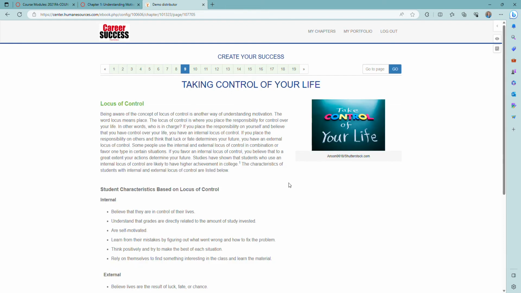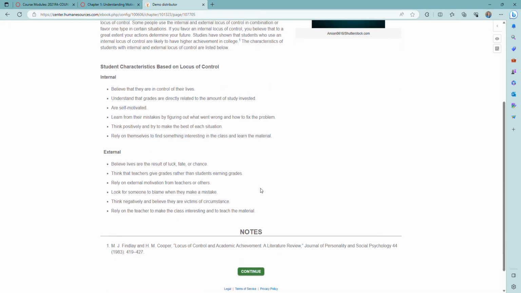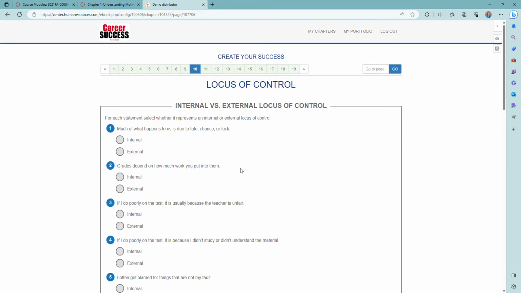One of the topics is taking control of your life. What is locus of control? What is internal versus external, for example? And here's an example of an interactive feature. For each statement, select whether it represents an internal or an external locus of control. For example, much of what happens to us is due to fate, chance, or luck. Is that internal or is that external locus of control?